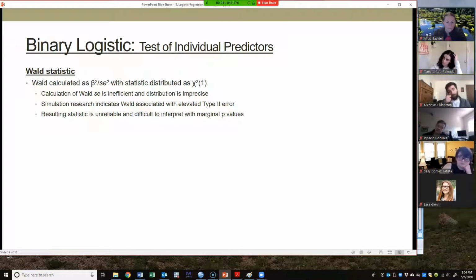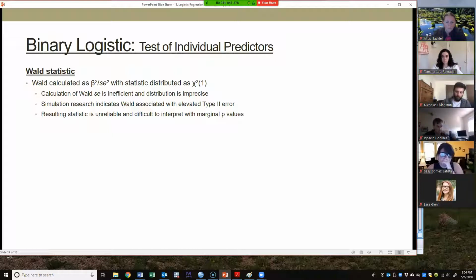So what you'll see in terms of your regression table with a logistic model with our standard output is a Wald test. We call this a Wald statistic. And what it does is take our coefficient divided by our standard error and calculate this as a statistic distributed along a chi-squared distribution with 1 degree of freedom. Okay.